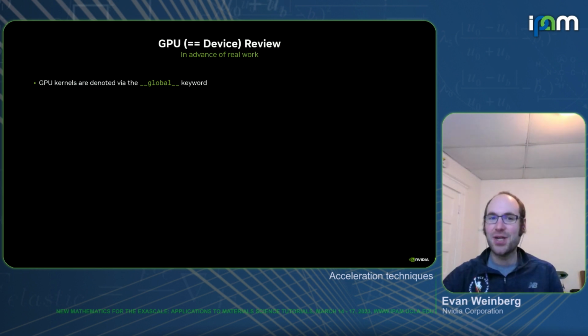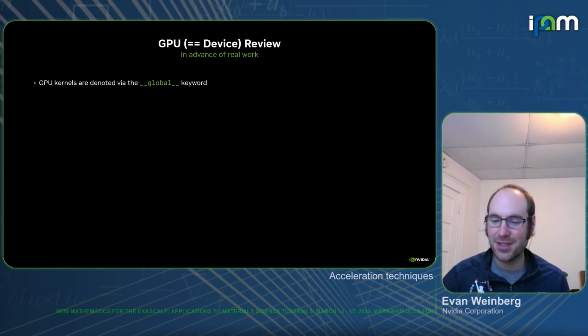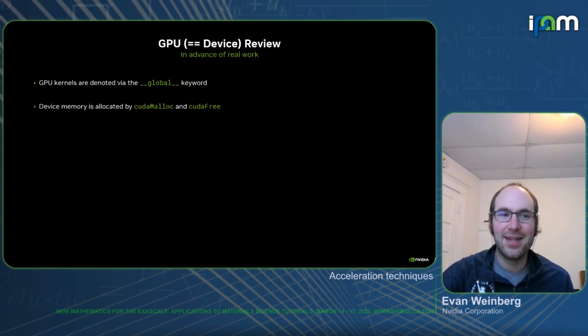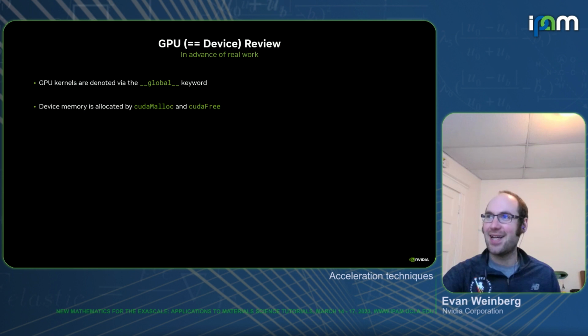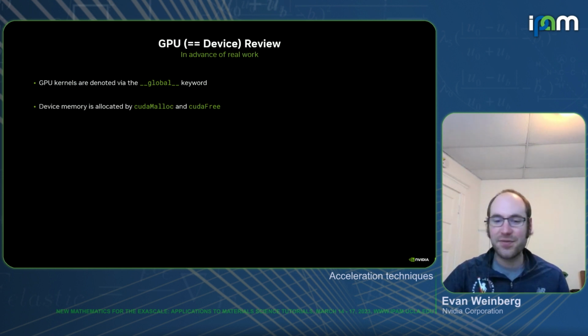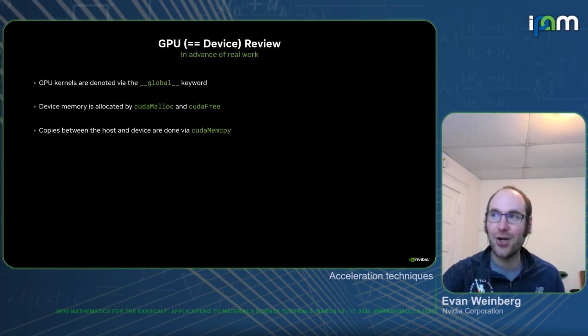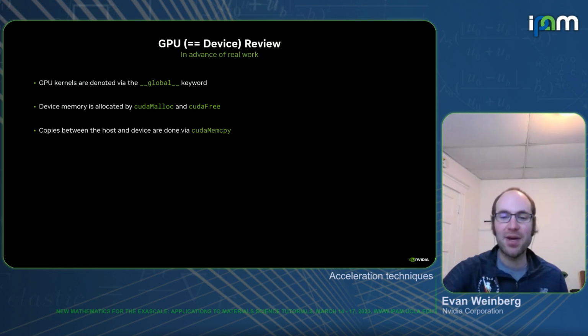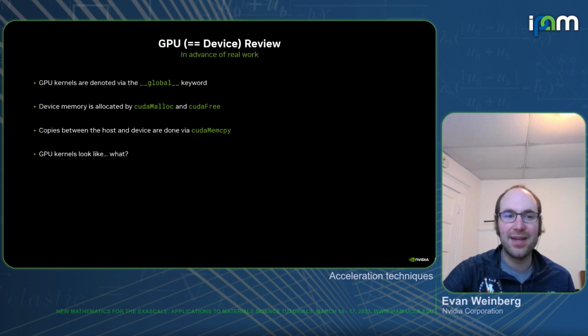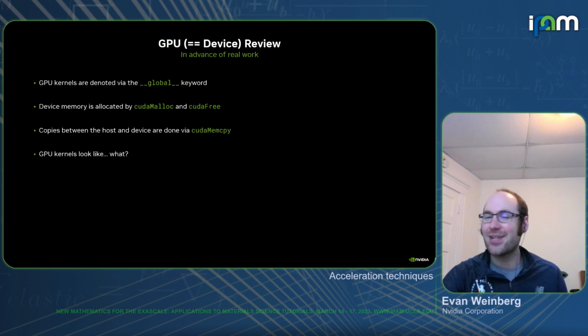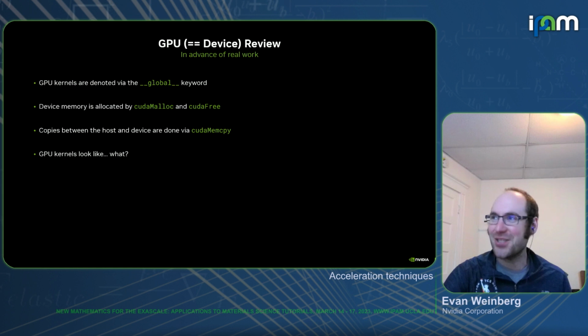But, you know, GPU kernels: you write a function, you stick global on it, it's a GPU or device kernel. You have to go out of your way to allocate memory explicitly with a CUDA malloc and a CUDA free. You have to explicitly copy it between the host and device, or, you know, CPU and GPU memory. And we've got to figure out how to actually write a GPU kernel and do things with it.